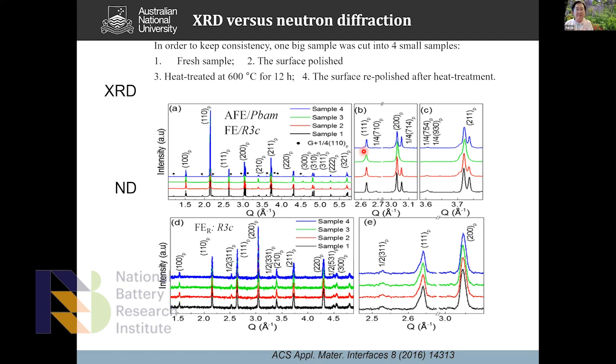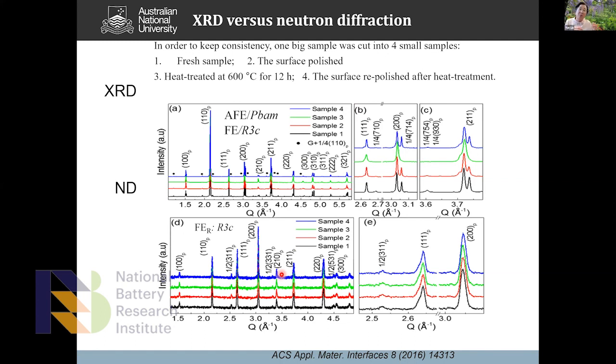So we deliberately designed an experiment: we took one big sample and cut it into 4 pieces. One we treat as a fresh sample, another we polish the surface, and the third, after polishing, we heat treat at 600 degrees to release the stress. Then with the fourth sample, we polish it again after taking it out of the 600 degree furnace. That's the difference. In XRD you can see the structure change, but in neutron you don't. That tells you the bulk material has a ferroelectric phase, but the surface is different.